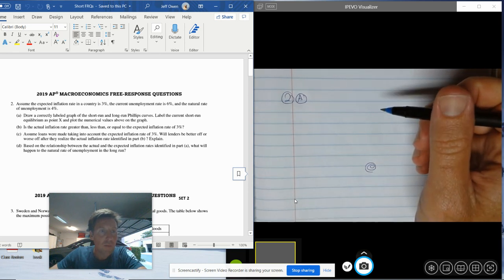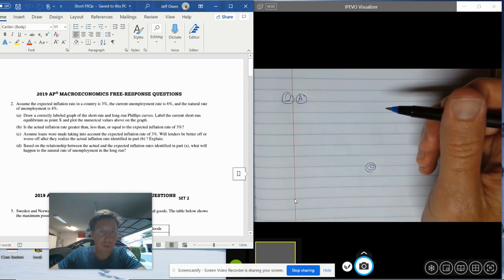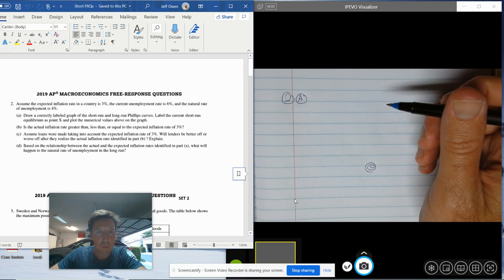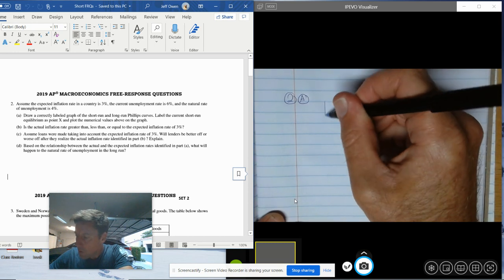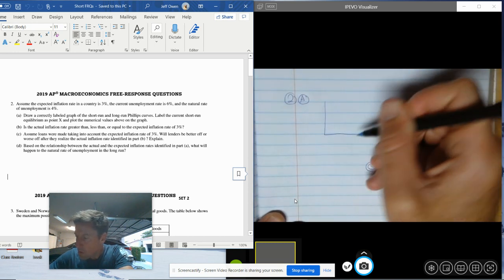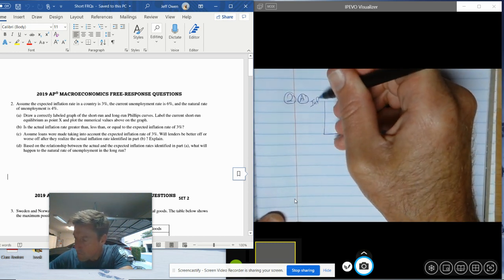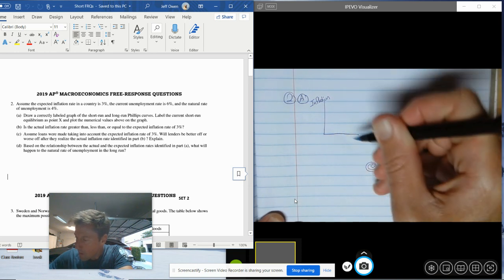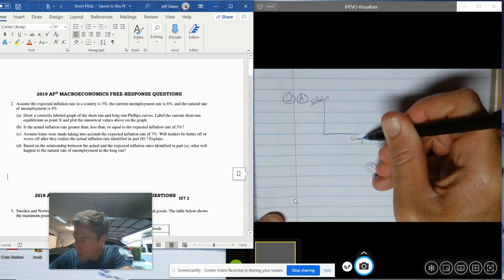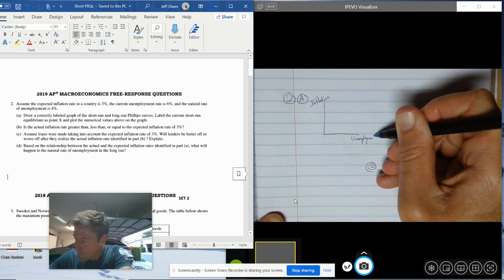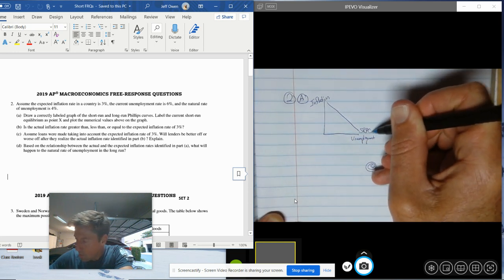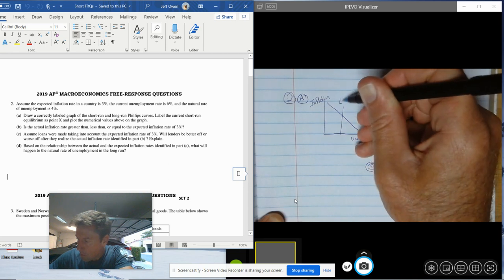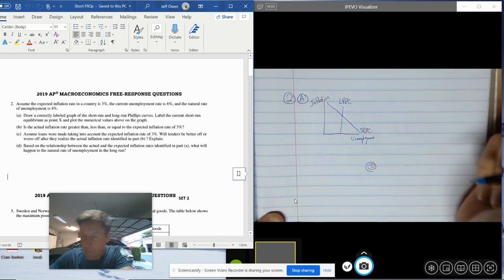Draw a correctly labeled graph of short run and long run Phillips curve. Cool. Label the current short run equilibrium as X and plot the numerical values. Got it. All right. So we have inflation and we have unemployment. This is our short run Phillips curve and our long run Phillips curve.